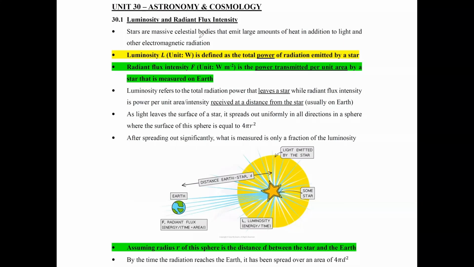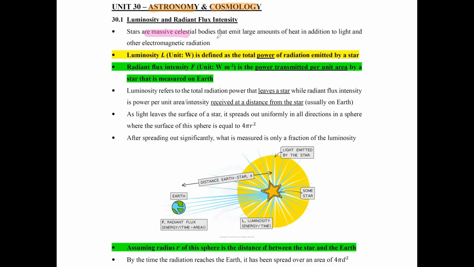Alright, for today's lesson, we go on to a new chapter that has been newly added to your syllabus, which is Astronomy and Cosmology. Astronomy and Cosmology is a branch of science that deals with a study of objects out in space, outside of Earth's atmosphere. In our syllabus specifically, we are more interested with stars. Now, what are stars actually?